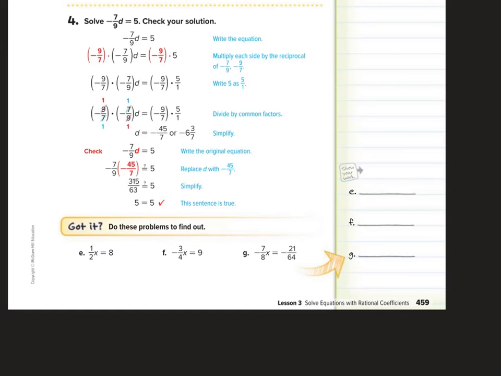Let's try E, F, and G. For E, our coefficient is 1/2. So we have to multiply by the multiplicative inverse, also known as the reciprocal. The reciprocal of 1/2 is 2/1, or just 2. Let's multiply both sides by 2. 1/2 x times 2 is just x. 8 times 2 is 16.